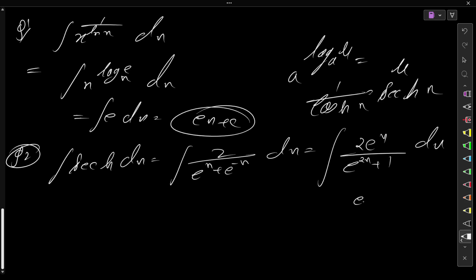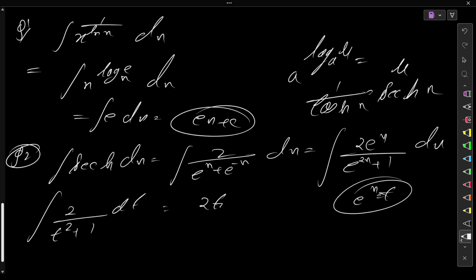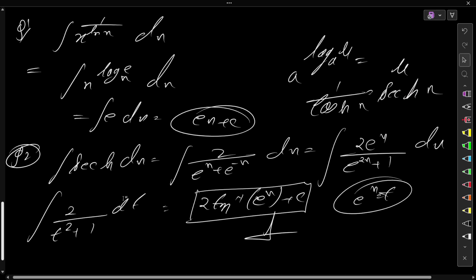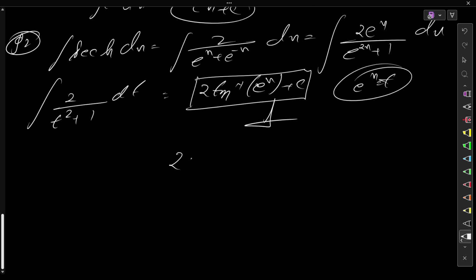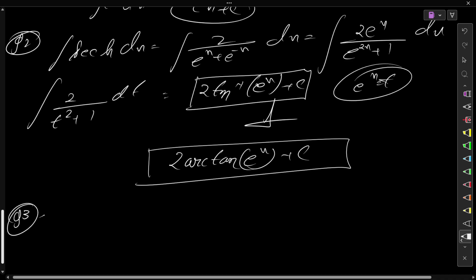So e to the power of x could be taken as t. So from here we can do the integral of 2 by t square plus 1 dt. So 2 tan inverse of e to the power of x plus c. And here's the answer. Or in other words, if you say it as arctan, then this is 2 arctan e to the power of x plus c. Although the answer key does not say anything about c, we will write it.